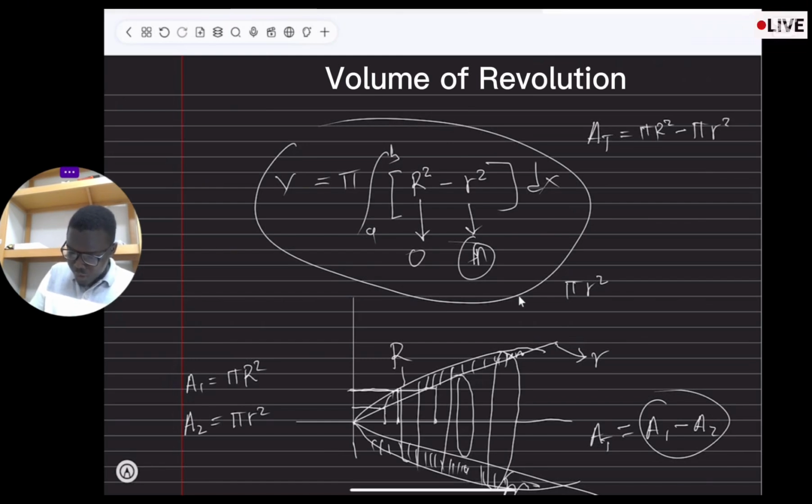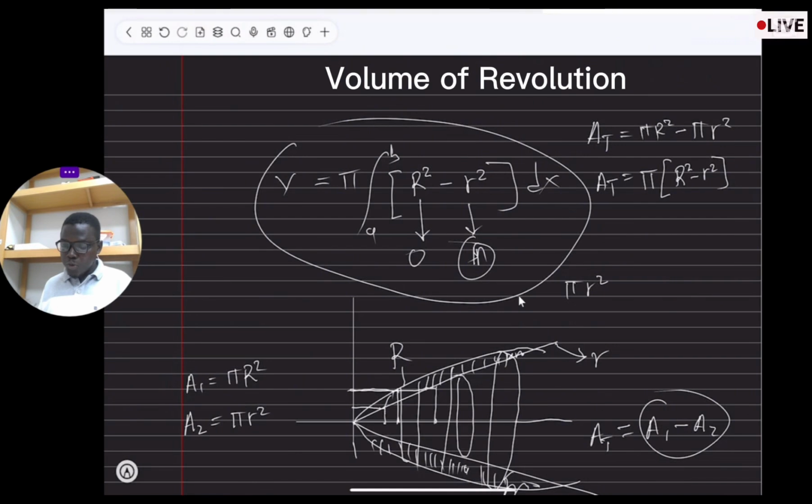Pi small r squared. In that case, my total area is going to be, pi is common, so we bring it out, and then we get r squared minus small r squared. So when you have such questions, the only thing that you have to do is to be able to find the radius of the outer function and that of the inner function. And that's what we explained earlier, how to find the radius when you draw the figure.